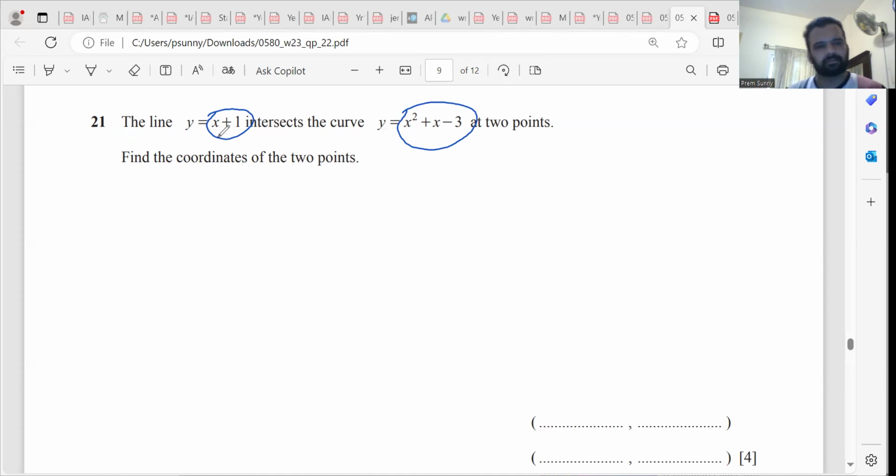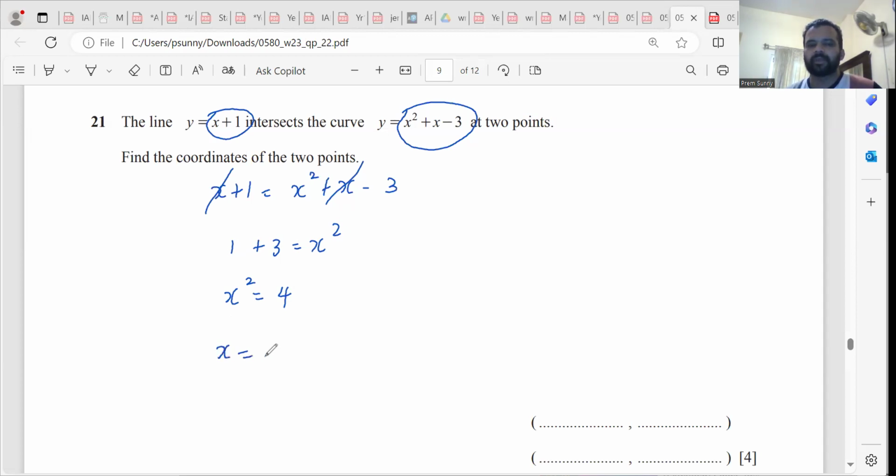Here, fortunately, it's already y the subject for both of them. Now you take the right hand side and equate them. So x plus 1 is equal to x square plus x minus 3. This x and x will get cancelled. Minus 3 goes to the other side. So 1 plus 3 is equal to x square. Basically, x square is equal to 4. If x square is 4, then x will be plus or minus square root of 4. So it can be either 2 or minus 2. So the values for x, I got 2 and minus 2.